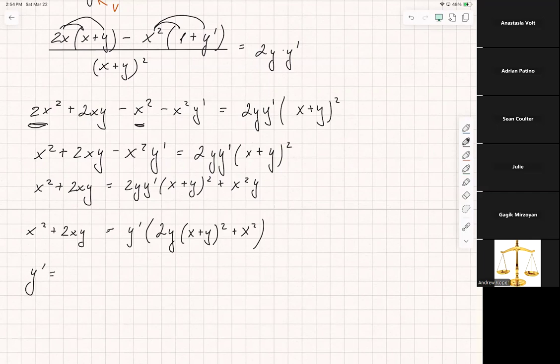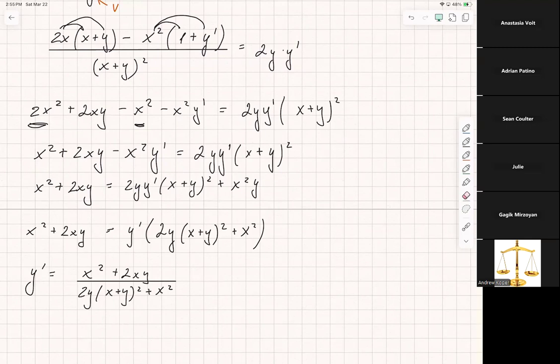And y prime is equal to x squared plus 2xy over this whole thing, 2yx plus y squared plus x squared. So I don't think that there's anything more that we can do to simplify it, or that will change the expression and make it more pretty. I think this is a good point to stop this problem. So if you write it this way, that would be more than enough.